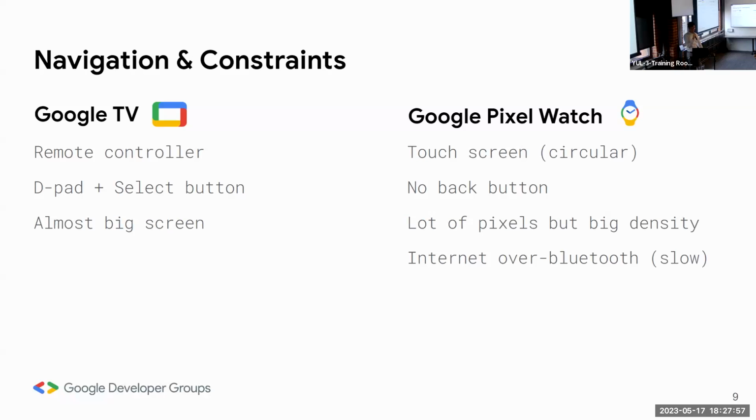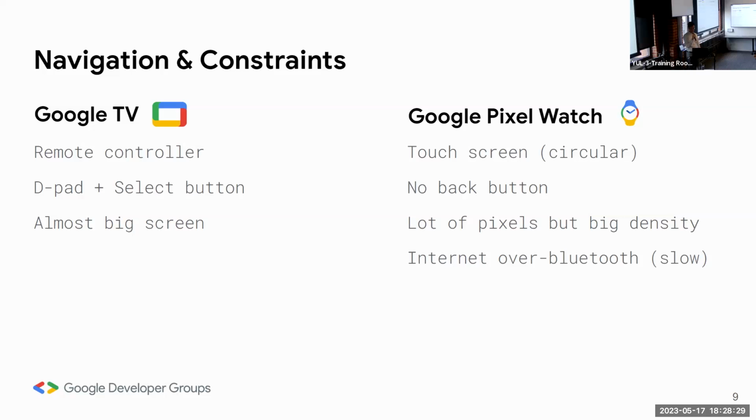So for the TV, you have to know that you control everything through a remote. So you only have a D-pad with a select button. It only gives you 5 buttons to navigate. Compared to a phone, you have a finger, everything, plus a back button and home. And you have to consider that also it's a big screen. But Flutter gives you something for that. I will show you later.